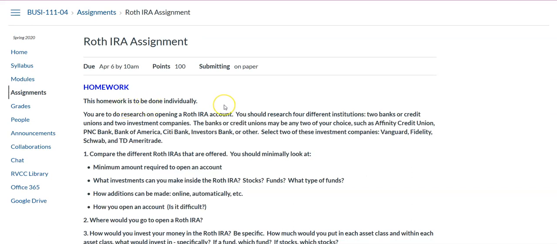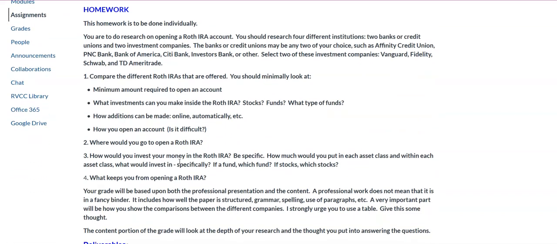This work is to be done individually, no group work at all. And I want you to compare different IRAs. Remember, these are accounts, so these are businesses that offer them. Look at places like Vanguard, Fidelity, Schwab, TD Ameritrade. You can look at these online. What I want you to do is compare them. The ideal way to compare different companies is a simple table. Put the different companies side by side in a column and then compare them.